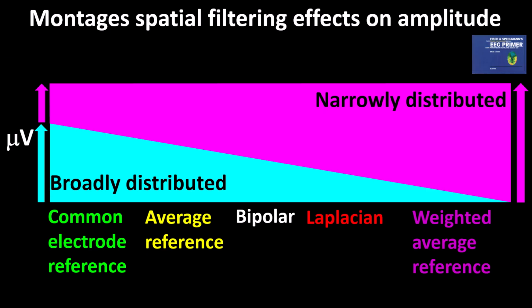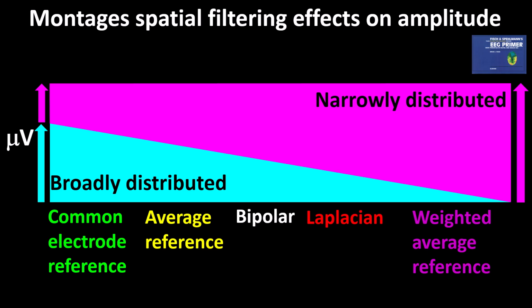On the other hand, the amplitude of a broadly distributed potential is higher using common electrode reference montage than using average reference or bipolar montages. The amplitude of a broadly distributed potential is even more reduced by the Laplacian and the weighted montages than by the previous two mentioned montages.